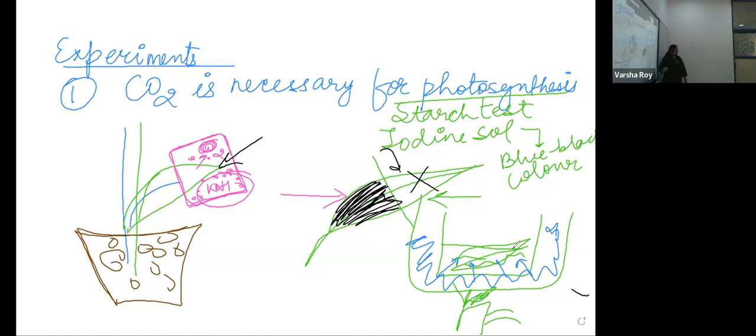फिर इसको क्या करेंगे? अल्कोहल बाथ में देंगे, डीकलरेशन करेंगे. इसके बाद फाइनली it is going to be in the test, स्टार्च टेस्ट. इसी वे में अब नेक्स्ट क्या होगा? ये तो हुआ CO2 नेसेसरी फॉर फोटोसिंथेसिस. What is the next one? सनलाइट इज नेसेसरी फॉर फोटोसिंथेसिस. For sunlight necessary for photosynthesis, which test is there? It is again the same process.